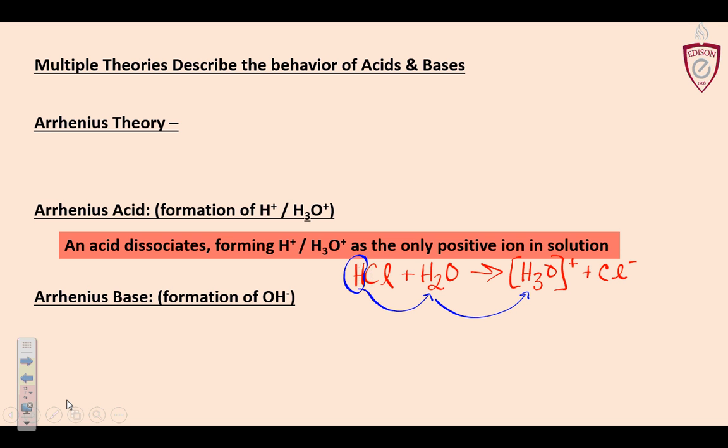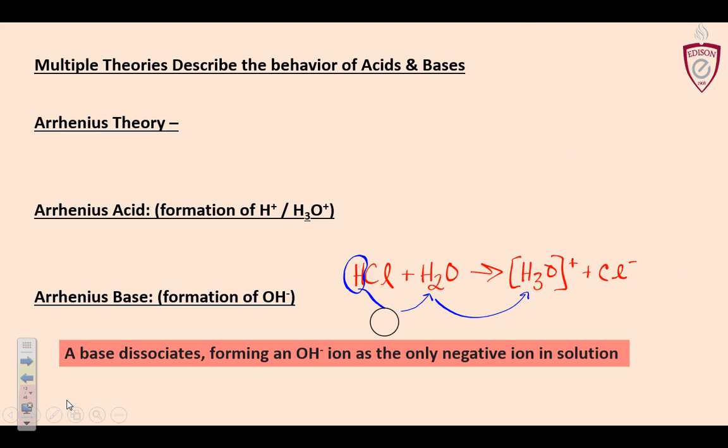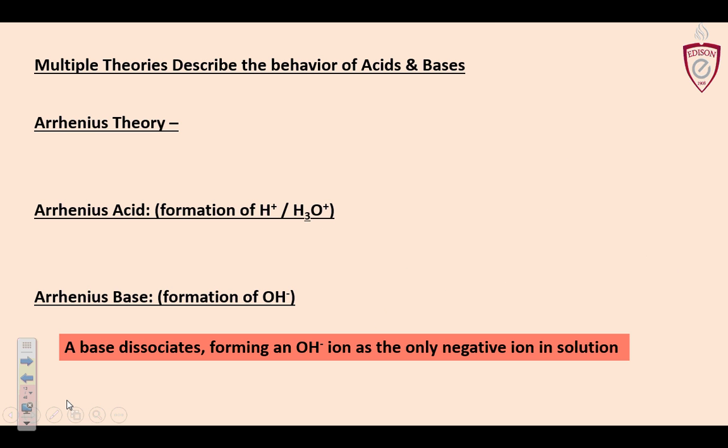Arrhenius base is going to form OH. So specifically, a base dissociates, forming OH minus ions in solution as the only negative ion. And if I draw a quick scribble of this, we'll do sodium hydroxide, most common. NaOH is going to be in the water.